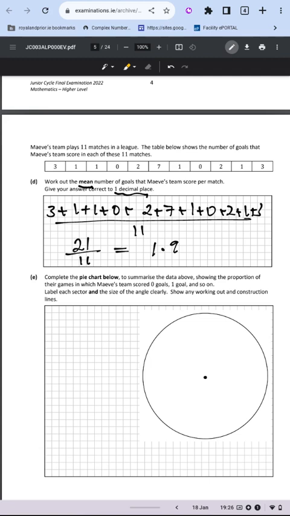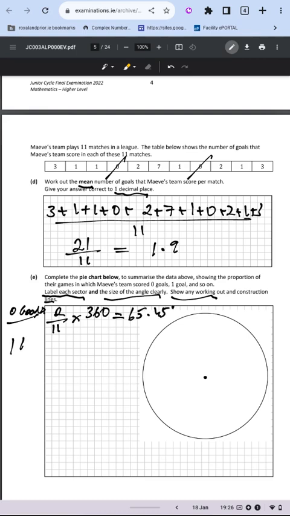Complete the pie chart below to summarise the data, showing the proportion of games where she scored 0 goals, 1 goal, and so on. Label each sector and the size of the angle. You've got to show any working out in construction lines. Now, I'll not be able to do the construction really as such, but I'll show you how to work out each size. Say we worked out 0 goals. How many times did we get 0 goals? 1, 2. 2 out of 11. To work out the size, multiply it by 360. You do that, you get 65.45 degrees.